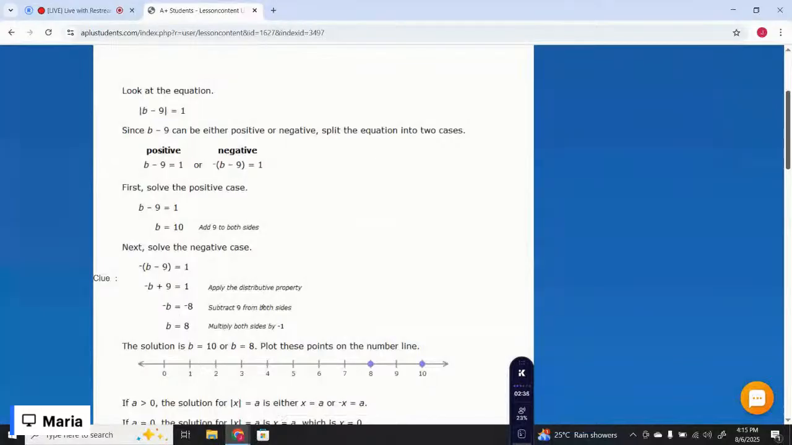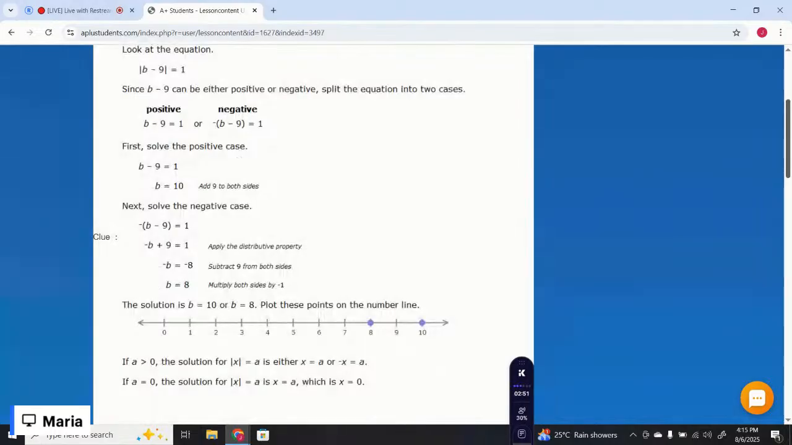So B minus 9 equals 1, then B equals 10, right? And the negative case is negative (B minus 9) equals 1. That equals negative B plus 9 equals 1, so B equals 8. So we have two solutions, B equals 10 and B equals 8.